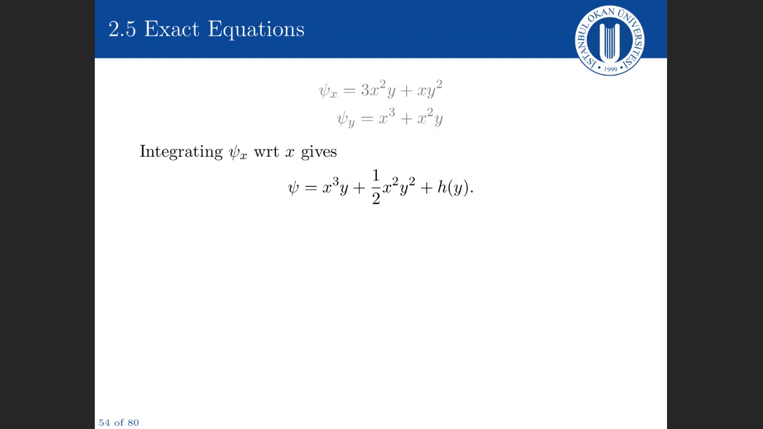We take these two equations, we choose one of them, it doesn't matter which one we choose. I'm going to choose the first one, and I'm going to integrate the first one with respect to x. And integration of 3x squared y, x cubed y. Integral of x y squared is a half x squared y squared. And then instead of plus a constant, let's do plus a function. Because we're integrating with respect to x, the function must be a function of y.